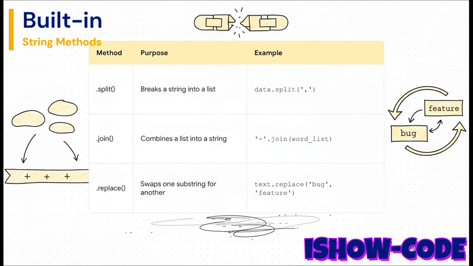You've got .split, which just breaks text apart. Think turning a sentence into a list of individual words. Then you have .join, which does the exact opposite, putting all those words back together. And finally, .replace, which is your classic search and replace tool. Let's see a couple of these in action real quick.